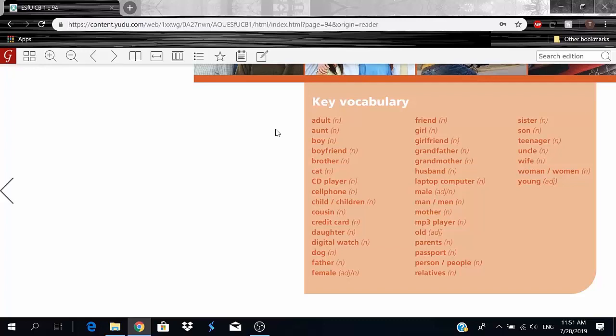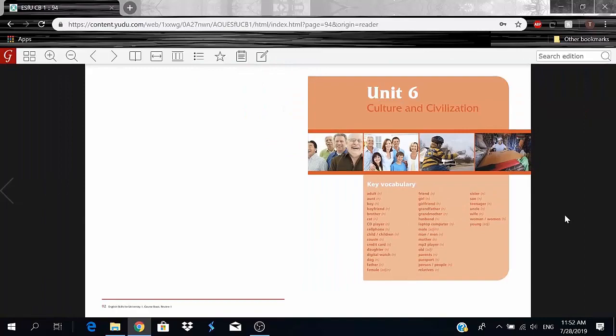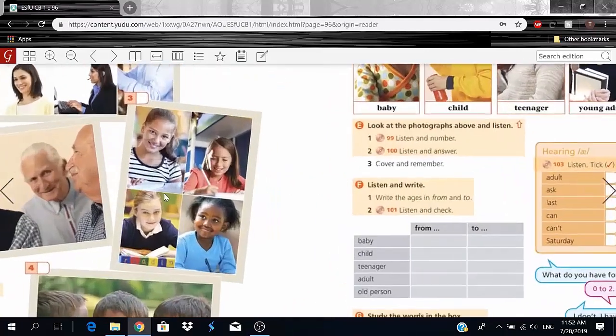male, man slash men, mother, MP3 player, old, parents, passport, person slash people, relatives, sister, son, teenager, uncle, wife, woman slash women, young. Okay, now let's go to listening.